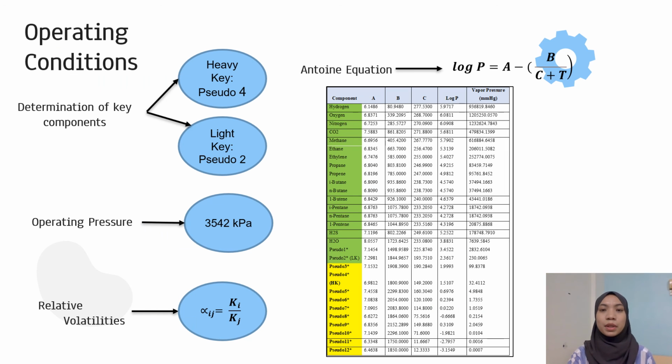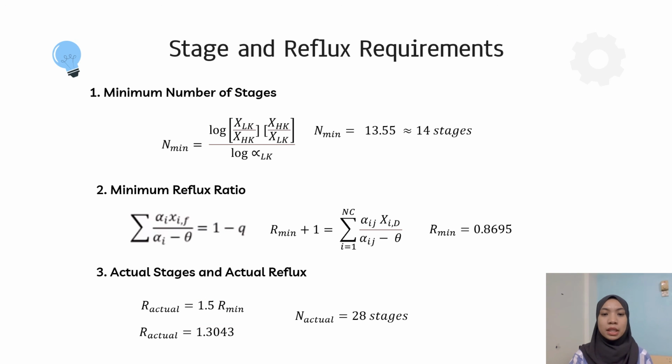In designing multiple component distillation, the column design may be done by determining the heavy key and the light key. Heavy key is pseudo component 4 and the light key is pseudo component 2. By assuming ideal condition, relative volatilities can be calculated based on the equation shown, which is alpha equal to Ki over Kj. The R actual is 1.3043 and the N actual is 28 stages.